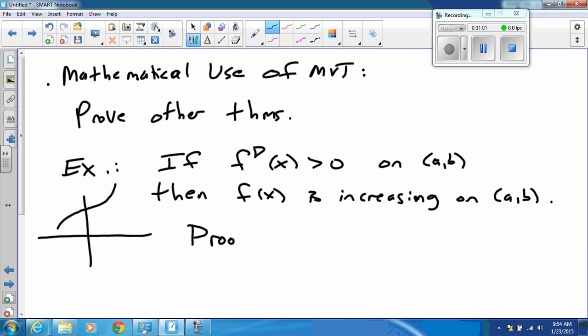And the way I'm going to prove it is like this. I'm going to prove that it's impossible for our theorem to be false. I'm going to prove that it's impossible for a function to have a positive derivative and not be increasing. Does that make sense? So we're going to start by supposing that f has a positive derivative, but it is not increasing on a to b. And I'm going to show that that is ludicrous. It is impossible.